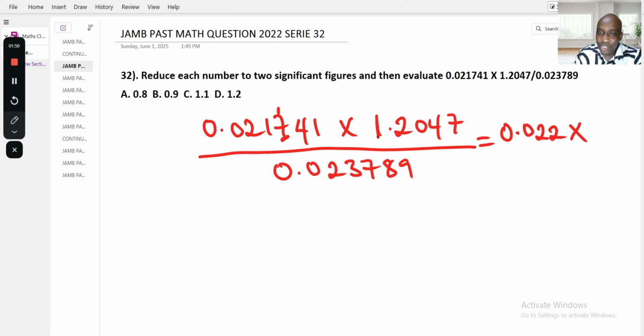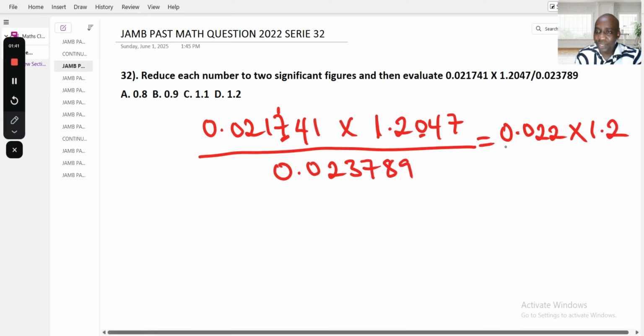So two significant figures. Multiply by, what is two significant figures of this one? You count from where you see figure 1.2. It will stop there. The next number is 0. It's not up to 5, so you just write 1.2.